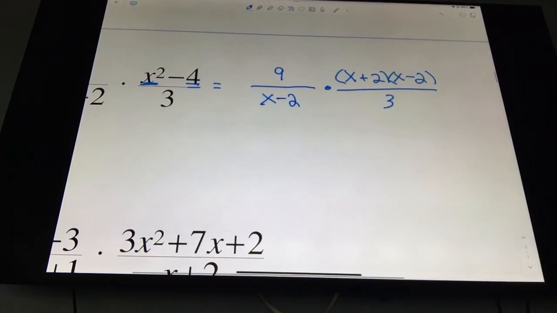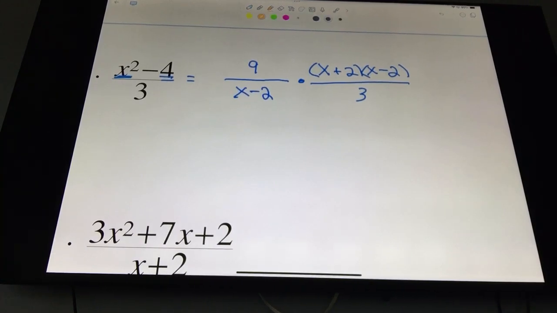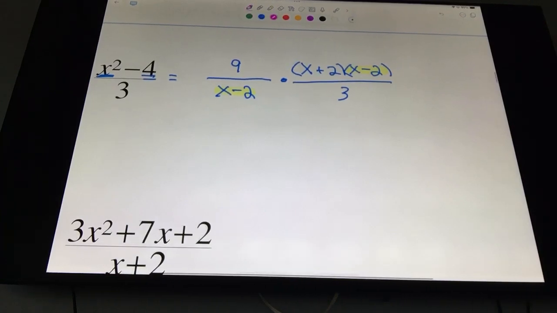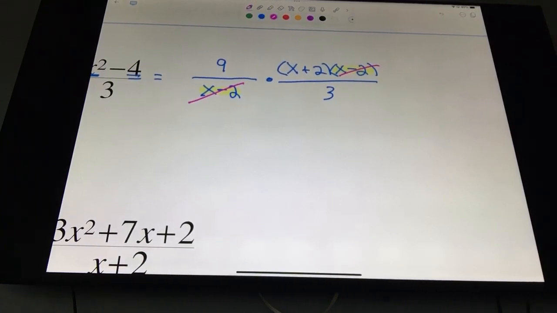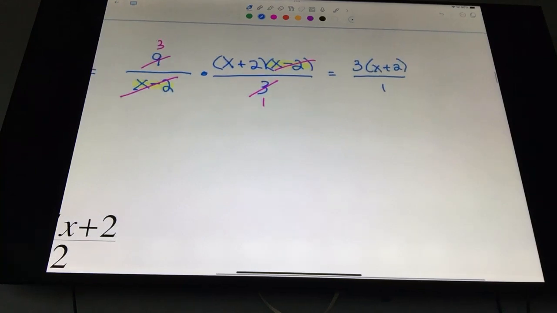And then we're ready to cancel out. So this matches that. So that cancels. And then 3 goes into itself once. 3 goes into 9 3 times. And then everything that's left is the answer. Now, you can write it over 1. That's not typically something we do, but if you did, I'm not going to mark it wrong. But we could write it without the 1 at the bottom.